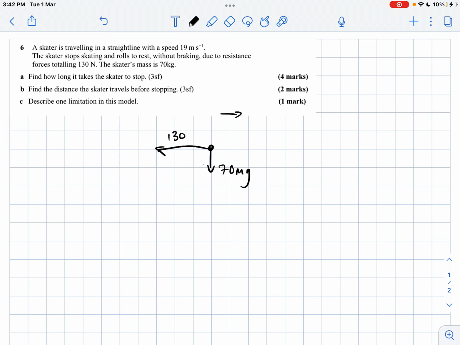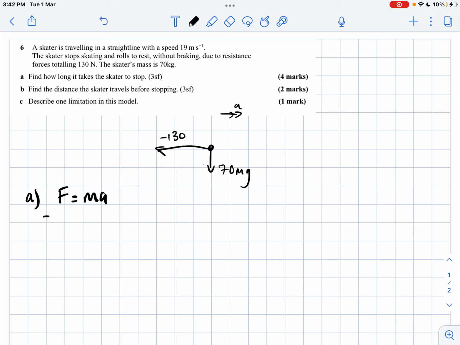And if I take this to be a positive direction with the acceleration being this way, then those resistive forces would be minus 130. So I can use F equals ma to work out how long it takes for the skater to stop. But in order to use suvat, I need the acceleration. I can find the acceleration by using F is equal to ma.